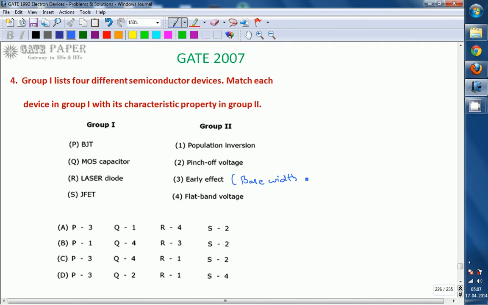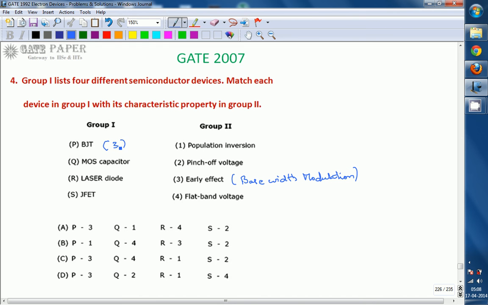Base width modulation, that is, the effective base width changes as the collector to base voltage increases. Base width, as the name implies, is the effective width of the base. Base is a terminal related to the BJT. So BJT will be related to the third one.